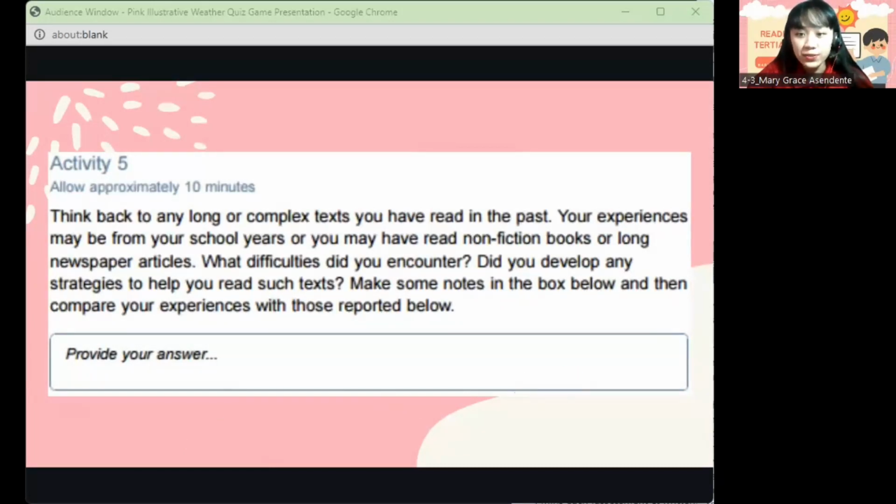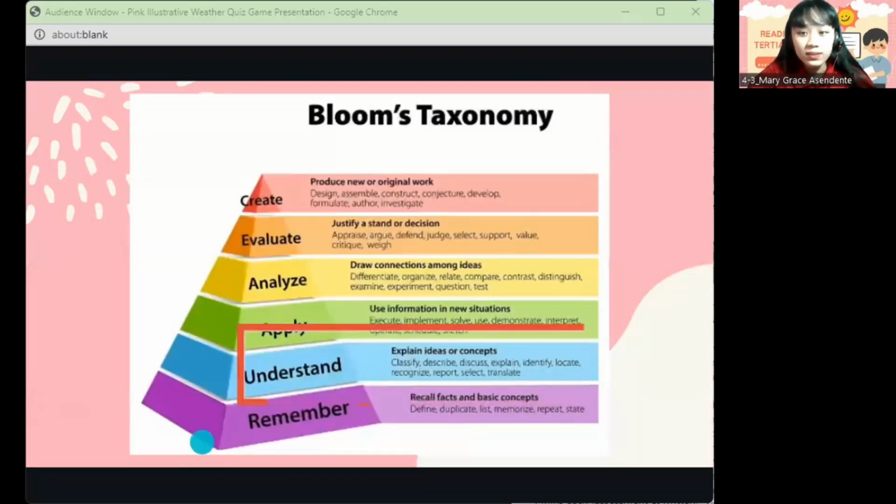Activity 5 requires the student to reflect on their past reading experiences and compare them to the reported experiences that were listed in the activity. This type of activity tests the student's critical thinking by allowing them to reflect or react to a given information. Moreover, students were able to explain their past reading experiences, relate them to other people's experiences, and perform compare and contrast. Hence, it targets the second level of Bloom's taxonomy, which is understand.